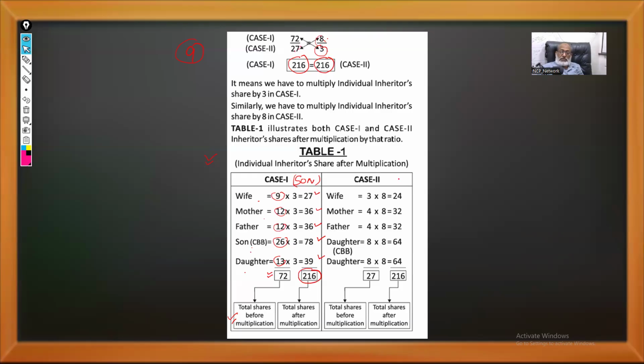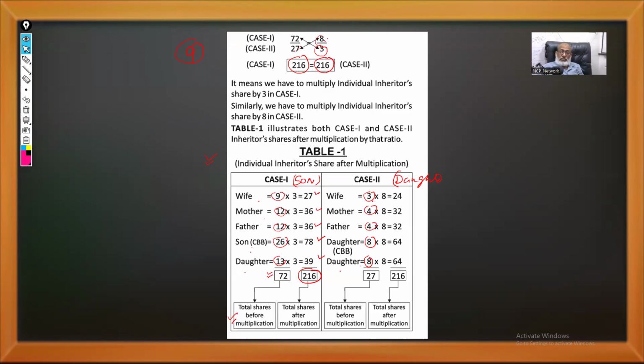And in the second case, if we consider the newborn child to be a daughter, then in case of the daughter, the share of the wife was 3, the mother and father were 4 each, and each daughter's share was 8.